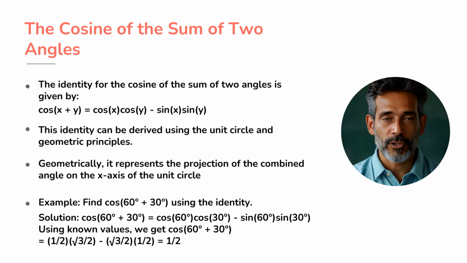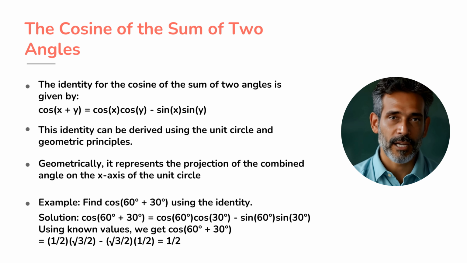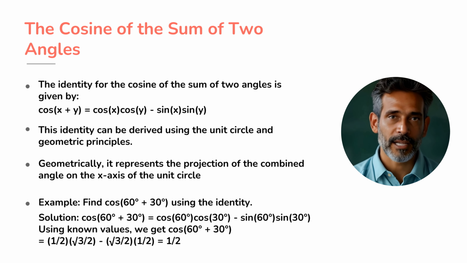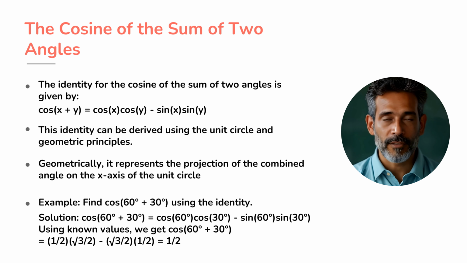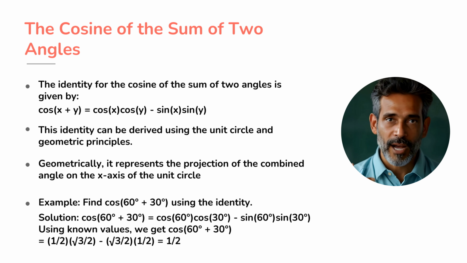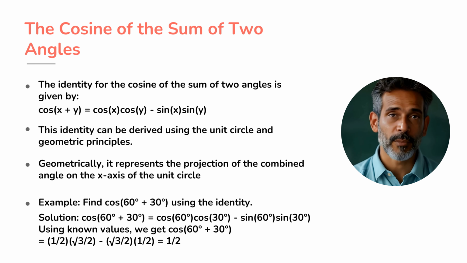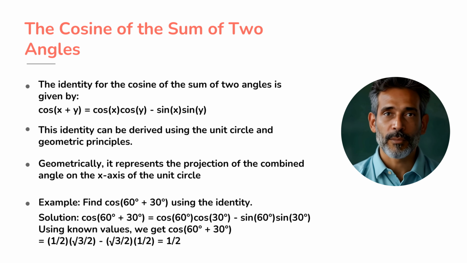Let's see how this works with cos(45° − 30°). Cos(45° − 30°) = cos 45° times cos 30° plus sin 45° times sin 30°. Plugging in the values, we get cos(45° − 30°) = √2/2 times √3/2 plus √2/2 times 1/2, which simplifies to (√6 + √2)/4.